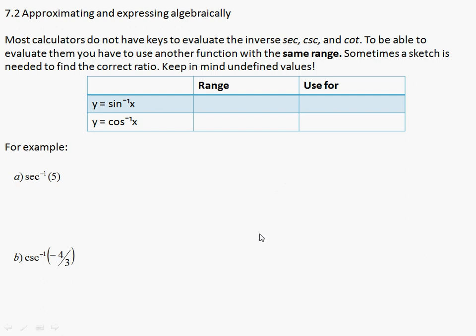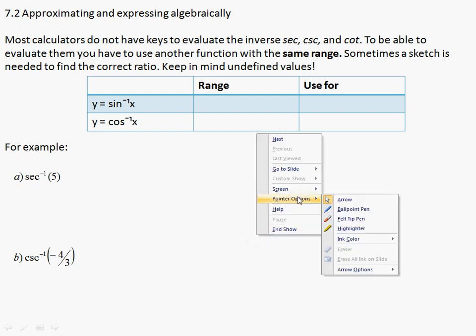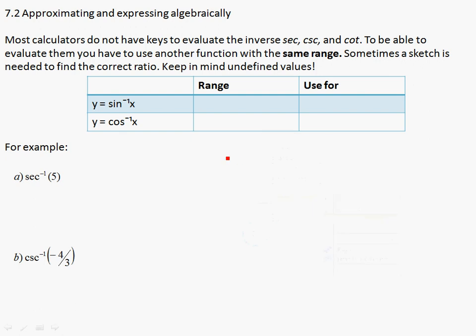So more inverse stuff. Like we just talked about, some calculators don't have keys to evaluate the secant, the cosecant, and the cotangent if you need to do an inverse. So you have to use another function, but we have to make sure that the ranges match. The only buttons that we have on our calculator that we have inverses for are inverse sine, inverse cosine, and inverse tangent. So somehow we have to match these up.